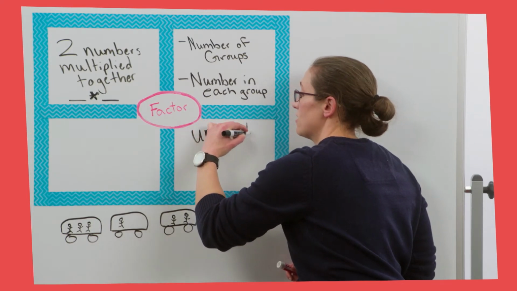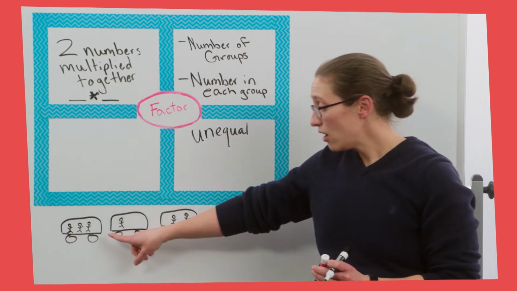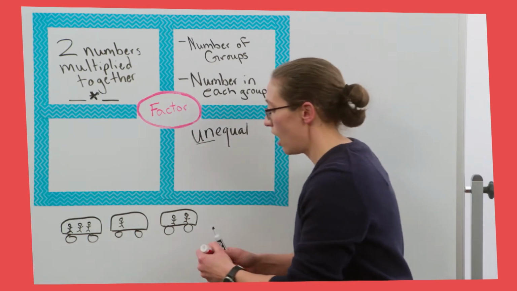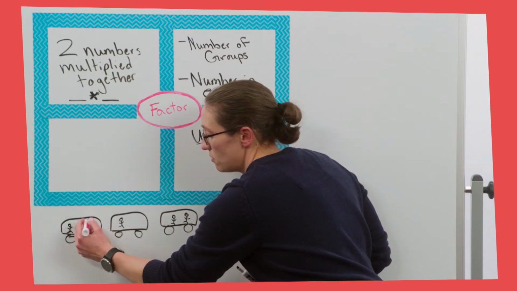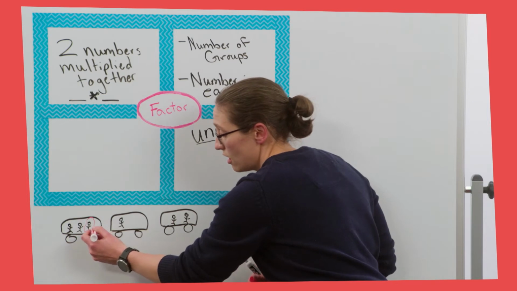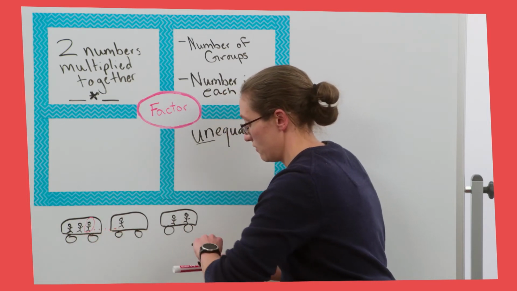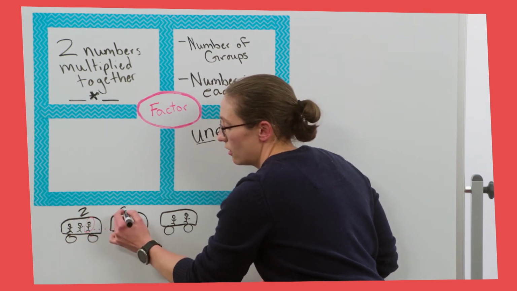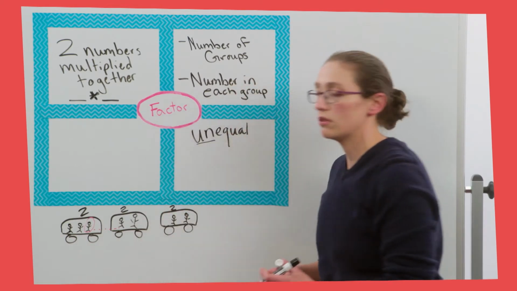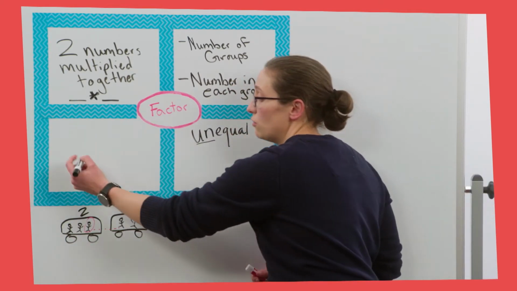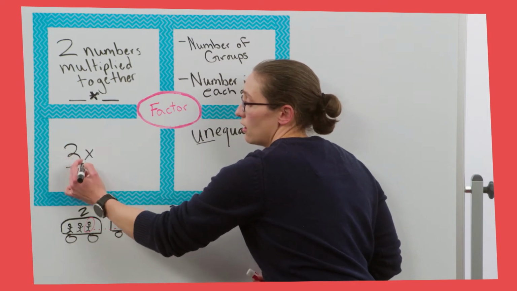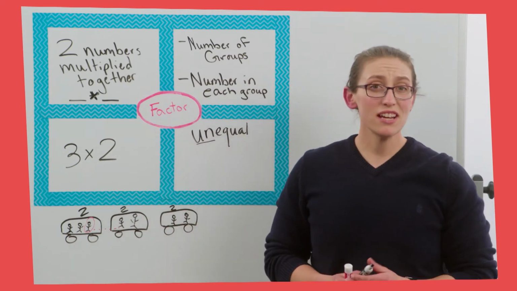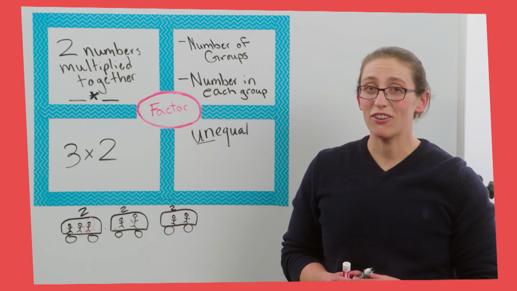So now looking at this, how are we going to make this equal? What would you do? I know for me, I would definitely have one of these people where there's 3 in the train car come over here to hang out with this person. Then I've got 2 people in this train car, 2 people in this train car, and 2 people in this train car. So my 2 factors for this are going to be 3 and 2. 3 train cars and 2 people. Understanding factors is so important when you're learning about equal groups.